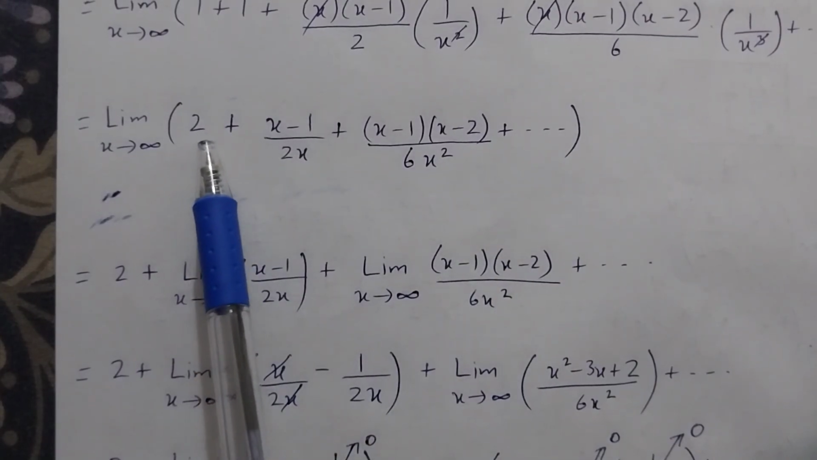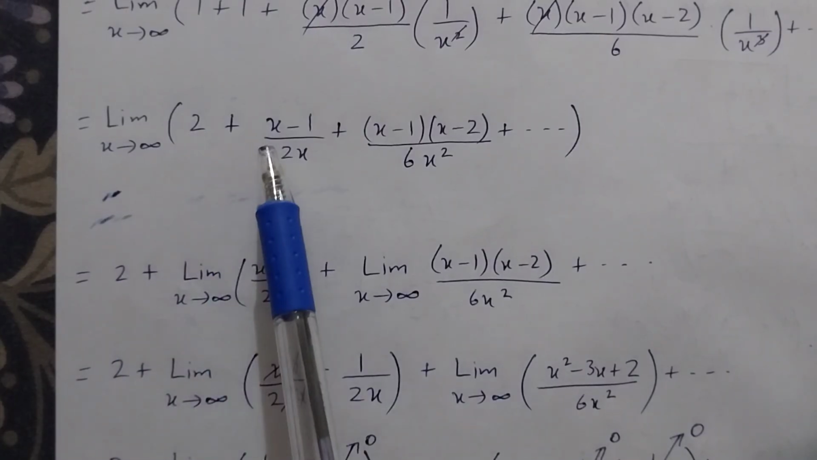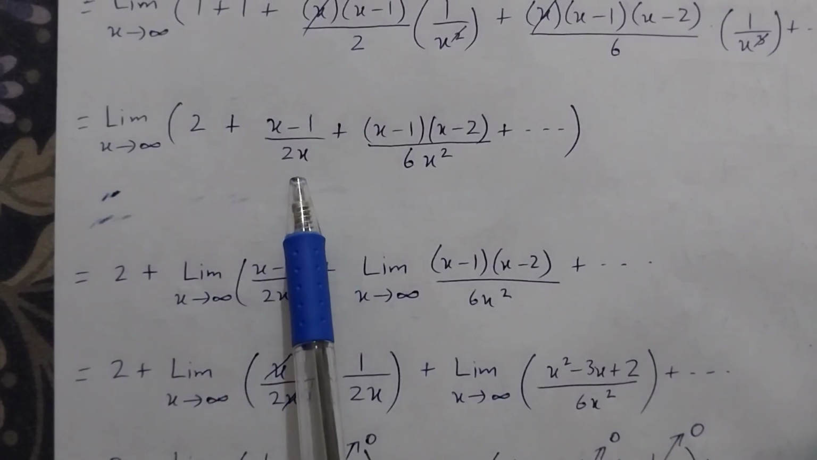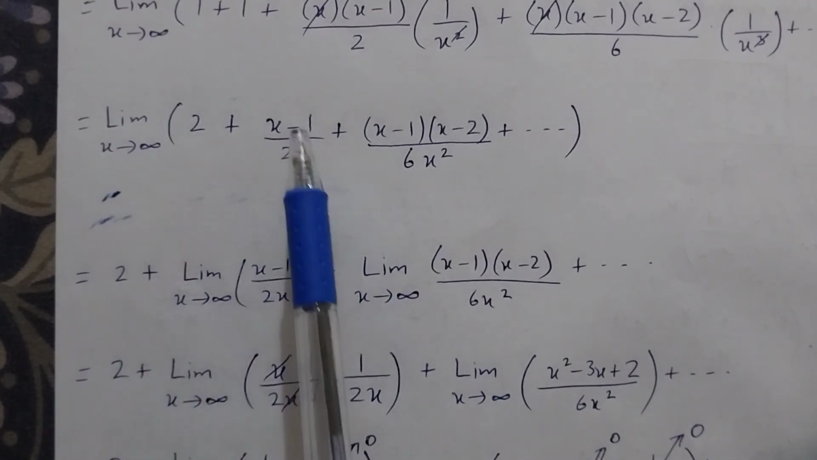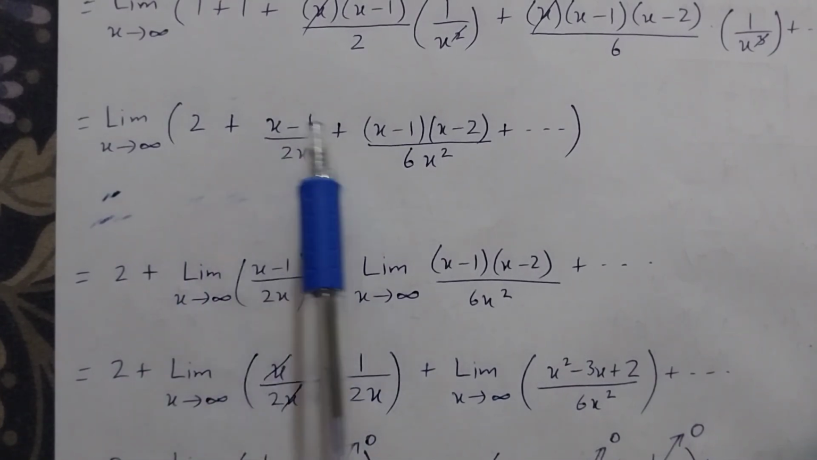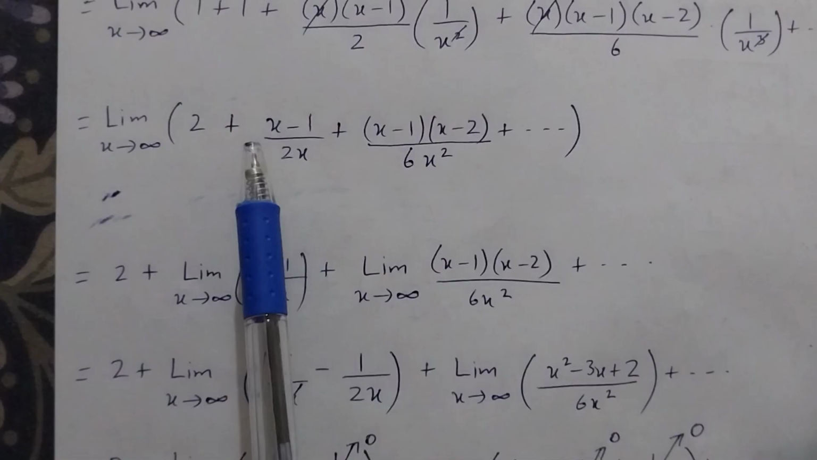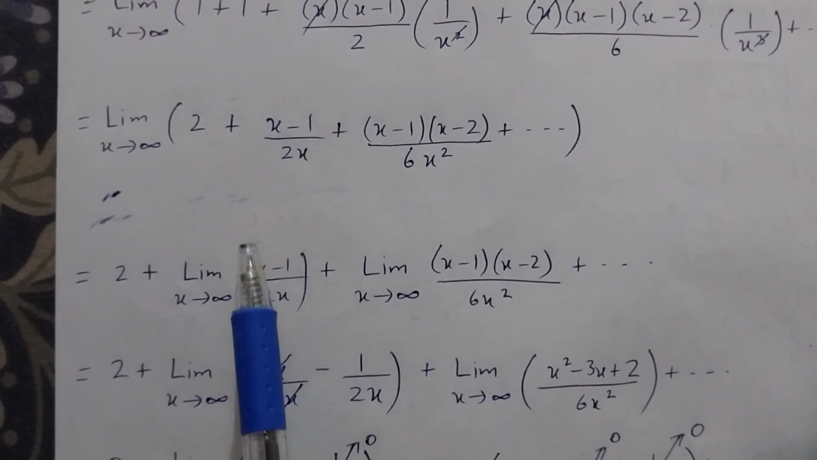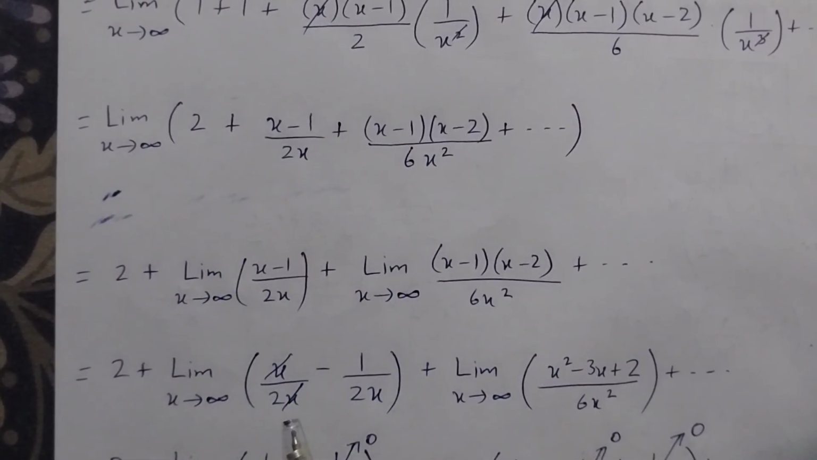So the first term doesn't involve x, so this will remain 2 after applying the limit. The second term is x minus 1 over 2x. Currently, if we put infinity into this, this will remain infinity over infinity. So we need to simplify this. There are two terms in the numerator. They can be written as x over 2x minus 1 over 2x, because if we take the LCM of this thing, we get the same thing. X and x, they get cancelled.